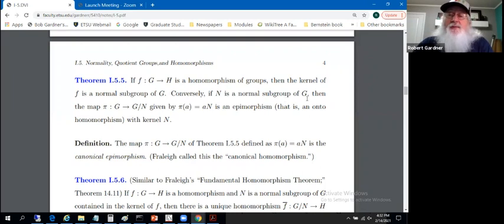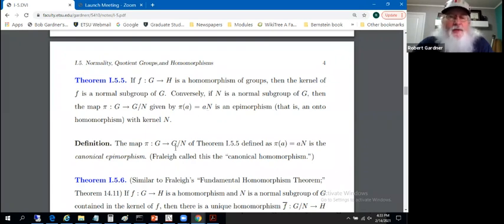Conversely, if N is a normal subgroup of G, then they're defining a map, pi, projection, that maps G to the quotient group, G mod N. N is a normal subgroup, so it makes sense to talk about the quotient group now. This pi mapping takes element a of G and maps it to coset aN, the coset containing element a. This is an epimorphism, an onto homomorphism with kernel N, is the claim here. I bet you it isn't necessarily one-to-one.